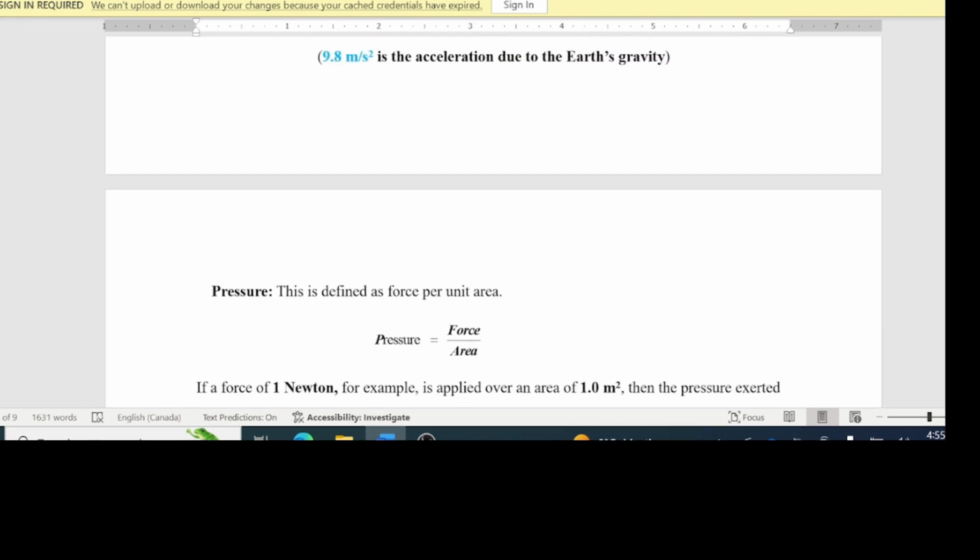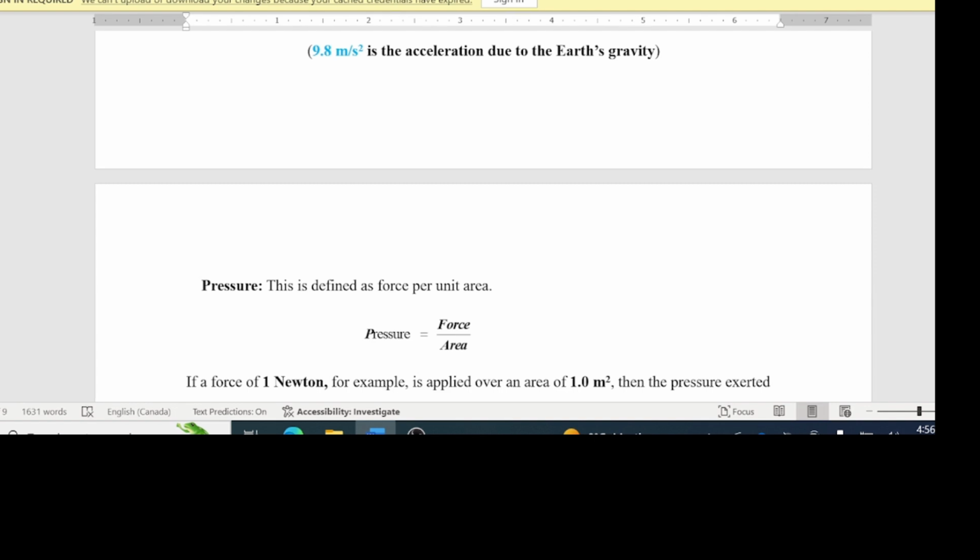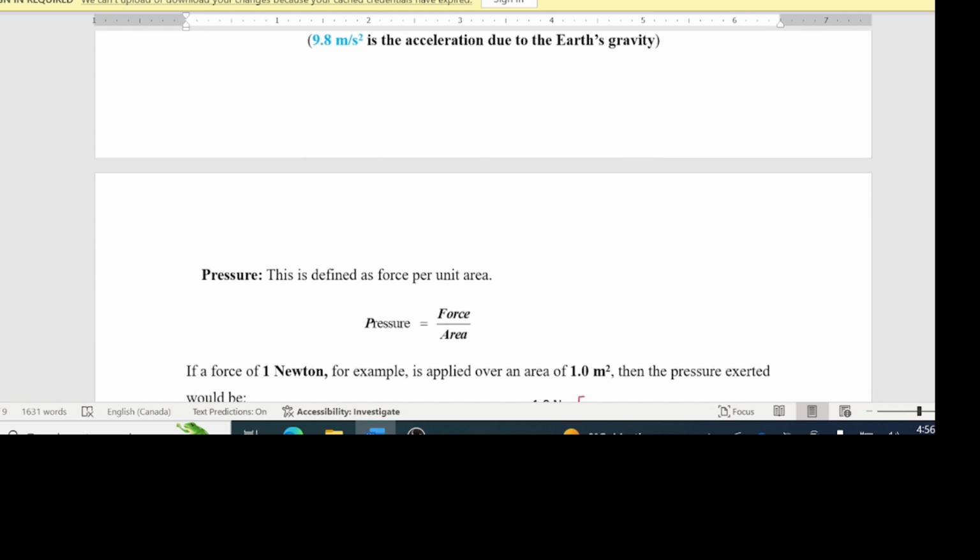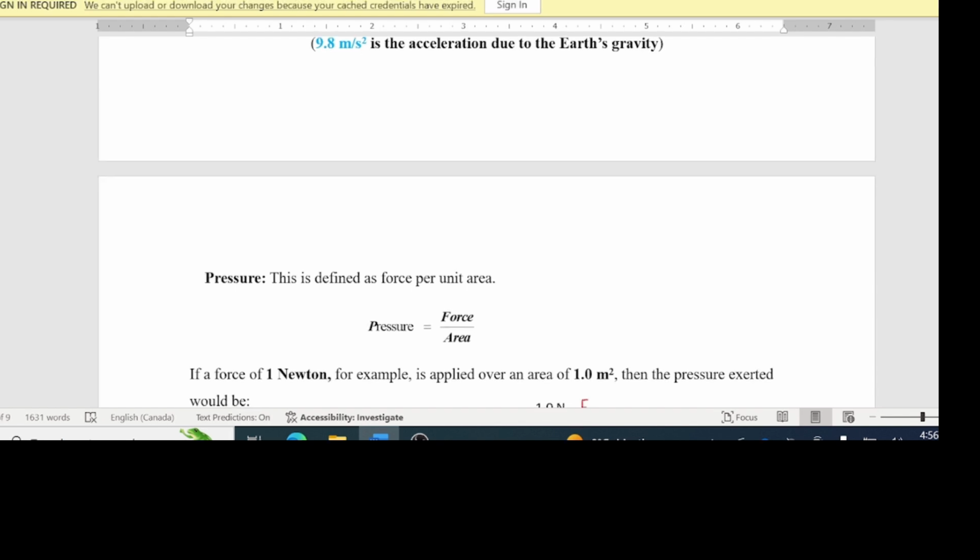Pressure. If you put a block on the floor in your home or on the ground, that block has a certain mass, and associated with that mass is a certain force. So if you have that block resting on your finger or something, you will feel a certain pressure. So this is how pressure is defined. It's defined by the force that is acting on a certain area.